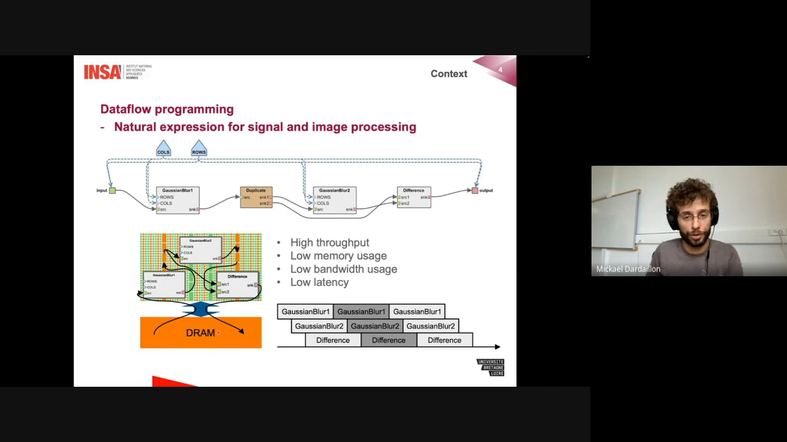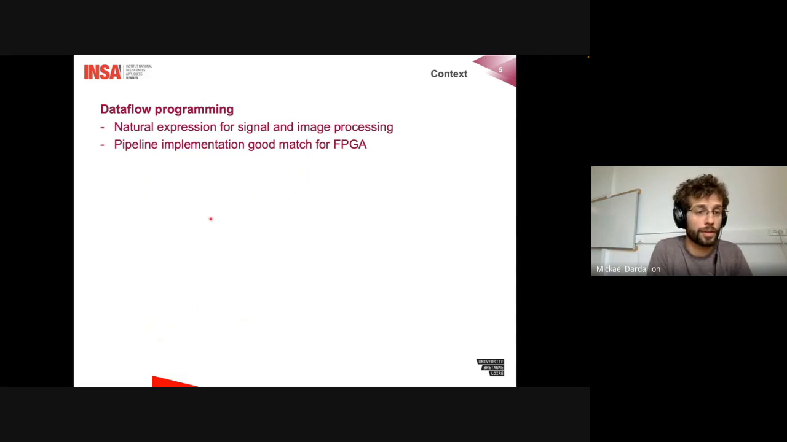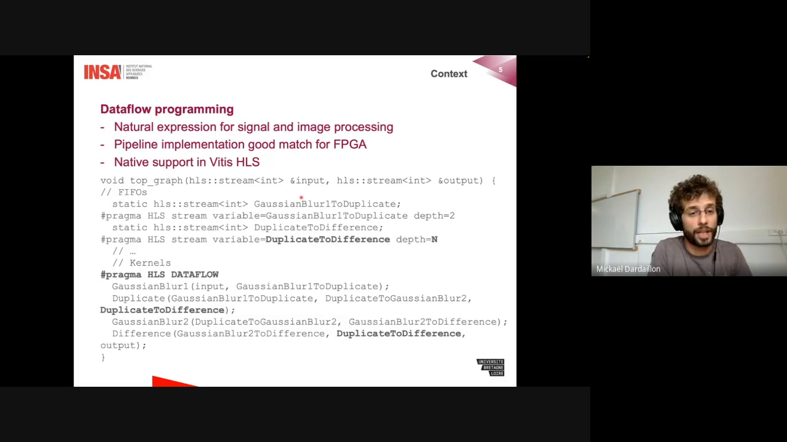Then how do we do that? We think that Dataflow is a natural expression for image processing scenarios, and pipeline implementation, as we've seen coming from Dataflow, is a good match for FPGA. And we have native support in Vitis HLS. It's the tool from Xilinx AMD, one of the big suppliers of FPGA. We can directly program that in C++ by declaring all the streams, so the FIFOs between the actors, and declaring all the kernels with a few pragmas, and that works.